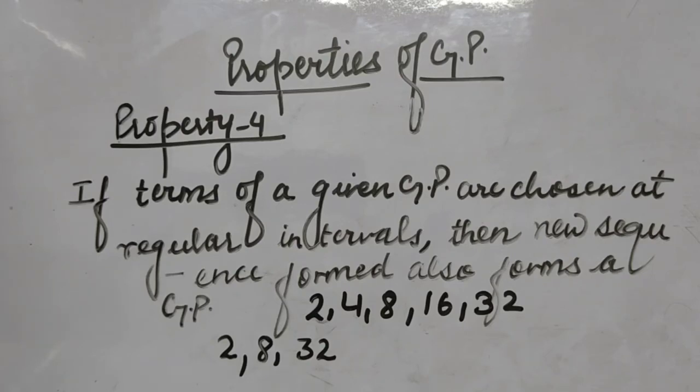Now how we will find the common ratio here, students? We will find like in this manner, 8 by 2 should be equal to 32 upon 8. And 8 by 2 is what? 8 by 2 is 4. And 32 by 8 is what? That is also 4. It means 4 is equals to 4. So what is the result? That if the terms of a given GP are chosen at the regular intervals, then the new sequence formed also forms a GP. This is our property number 4.